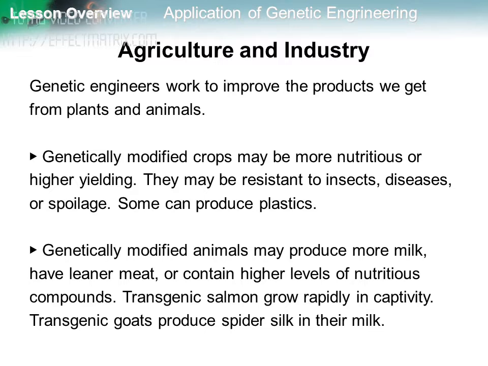Genetically modified animals may produce more milk, have leaner meat, or contain higher levels of nutritious compounds. Transgenic salmon grow rapidly in captivity. Transgenic goats produce spider silk in their milk.